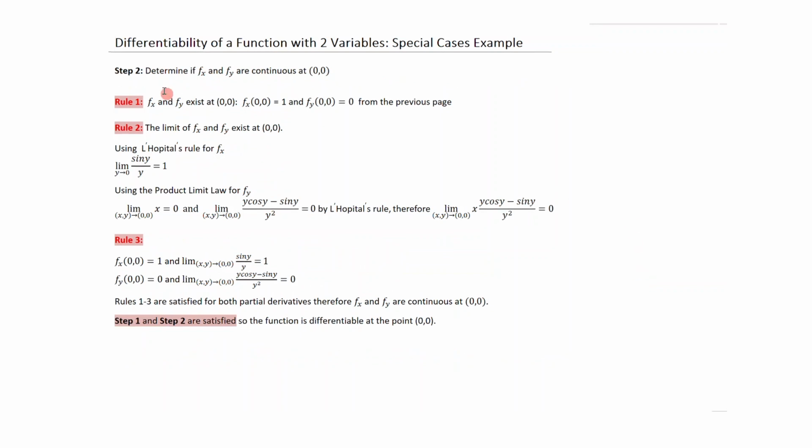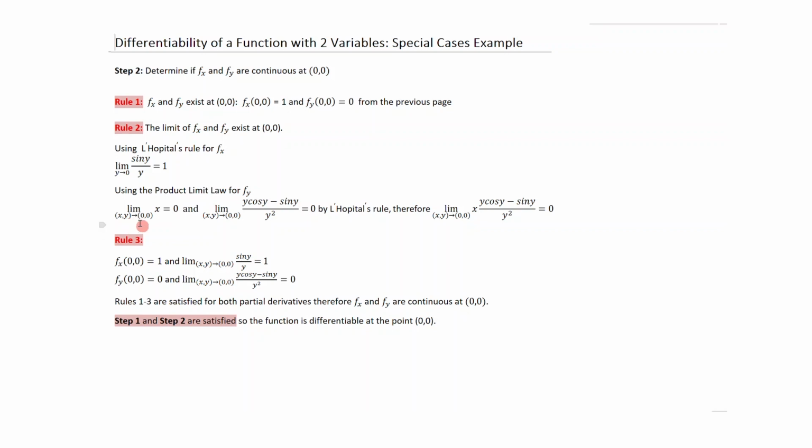We have to determine if f partial x and f partial y are continuous at (0,0). For continuity, we have 3 rules that all have to be satisfied. The first rule is that f partial x and f partial y exist at (0,0), and yes, they do. We've just shown that to be the case: f partial x at (0,0) equals 1, and f partial y at (0,0) equals 0. Rule 2 is that the limits of f partial x and f partial y exist at (0,0). Using L'Hopital's rule for f partial x, as y approaches 0, we end up with 1. And for f partial y, we'd be using the product limit law.